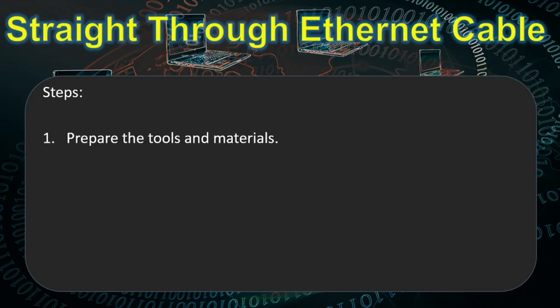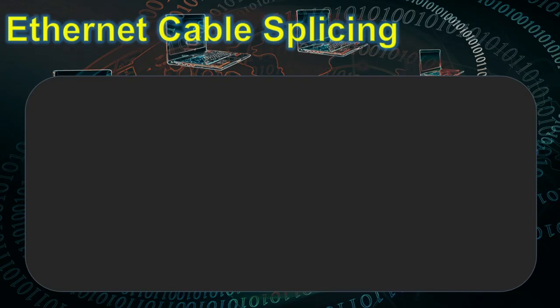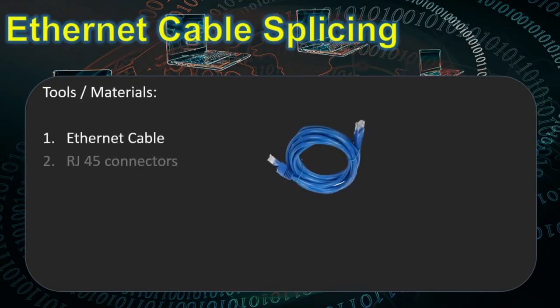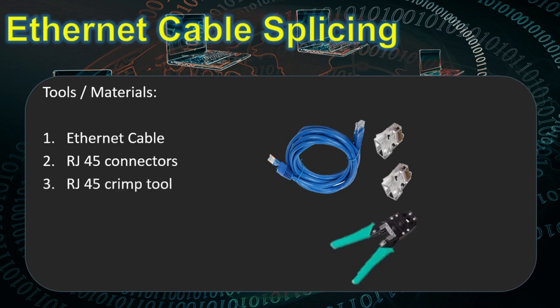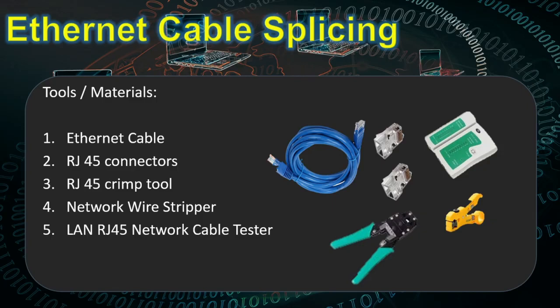Step 1. Prepare the tools and materials. These are the tools and materials needed. 1. Ethernet cable. 2. RJ45 connectors. 3. RJ45 crimp tool. 4. Network wire stripper. And 5. LAN RJ45 network cable tester.